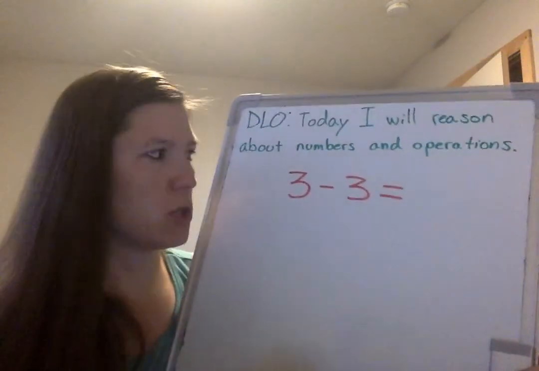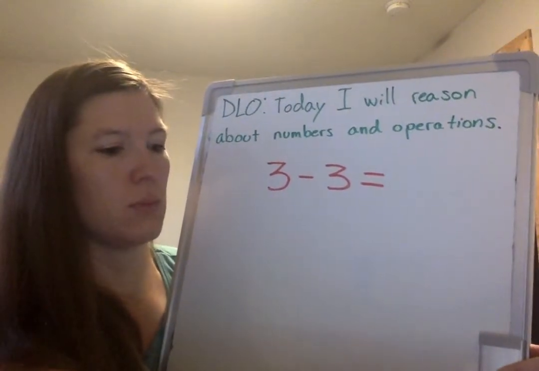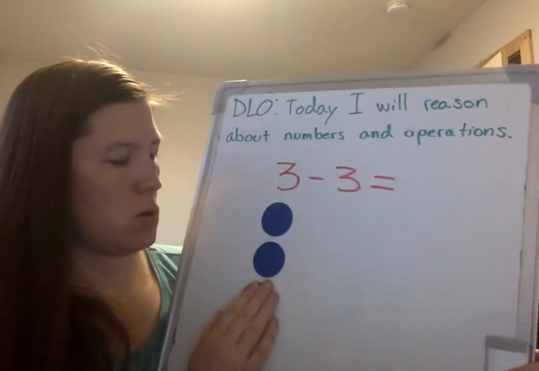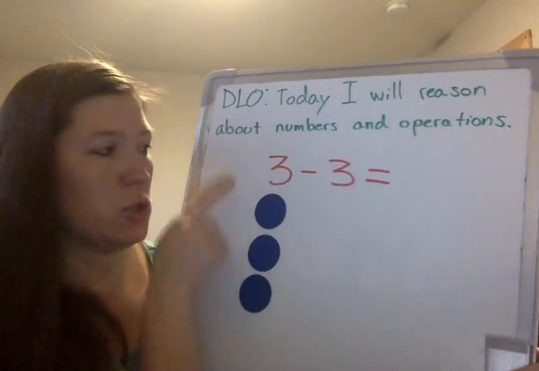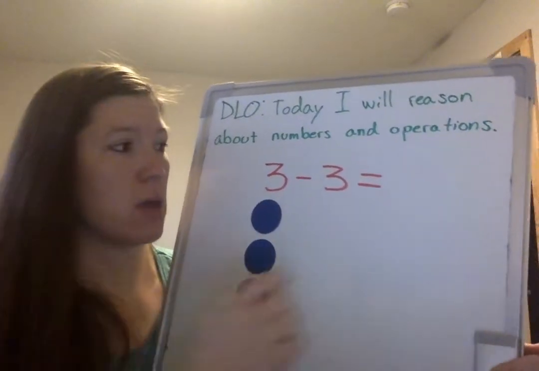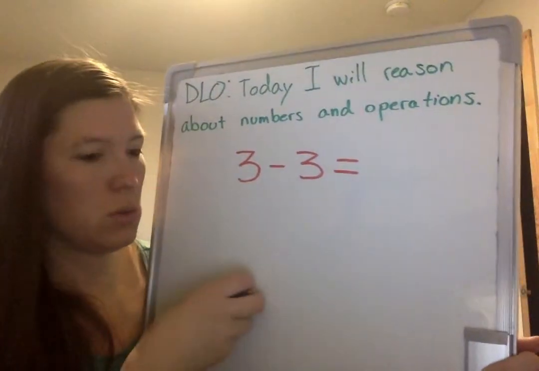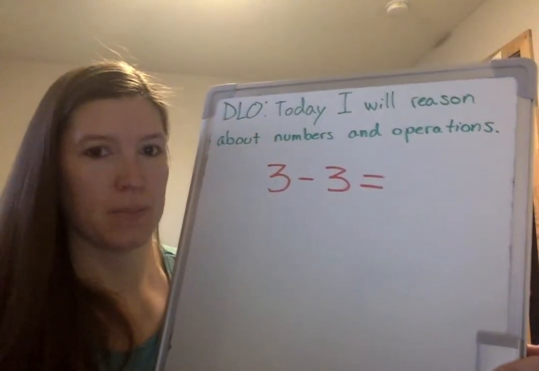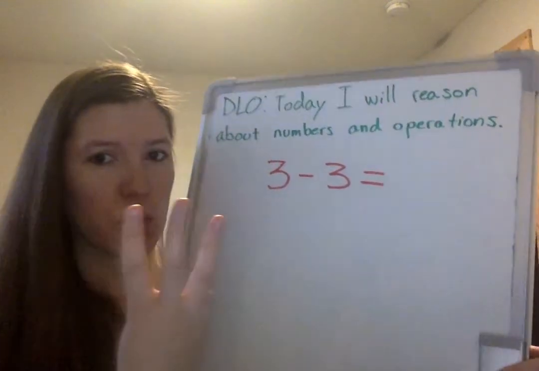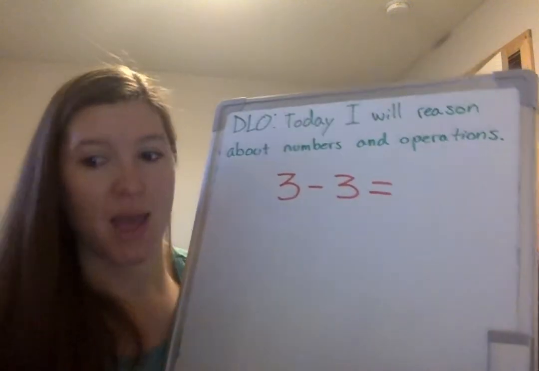So let's use my magnets first. How many did we start out with? 3. 1, 2, 3. Started with 3. Minus. Minus means take away. 3. So I need to take 3 away. 1, 2, 3. How many are left? What's my difference? I had 3. I took 3 away. 1, 2, 3. How many are left? 0.